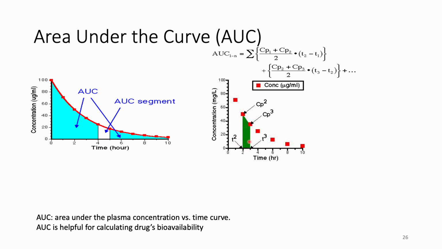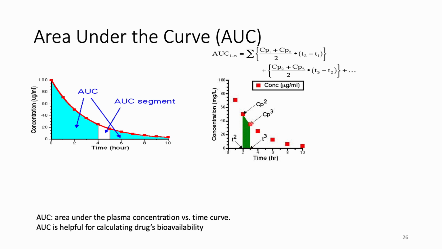And for each fraction here, you assume it's a trapezoid, and then you use the trapezoid rule to calculate the area. So, for example, in this one, for two time points, T2 and T3. At T2, you have CP2. At T3, you have CP3.